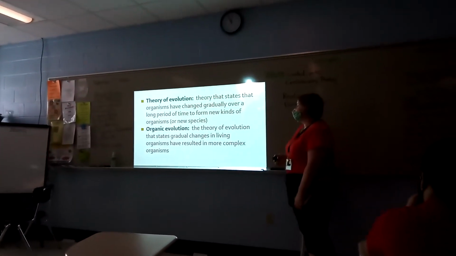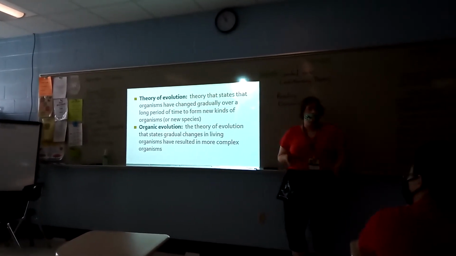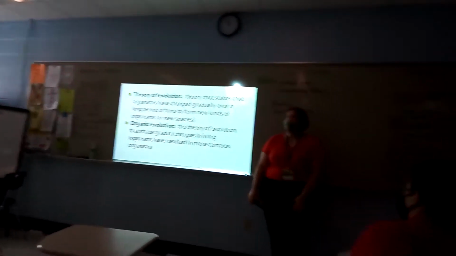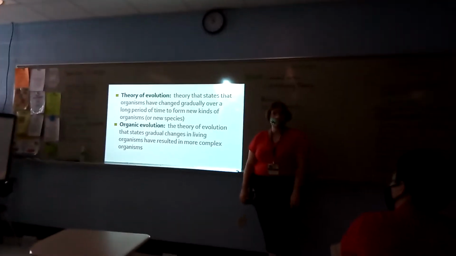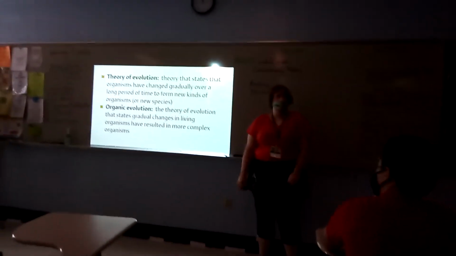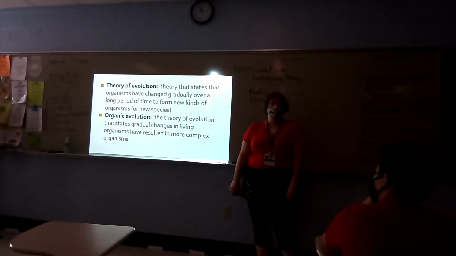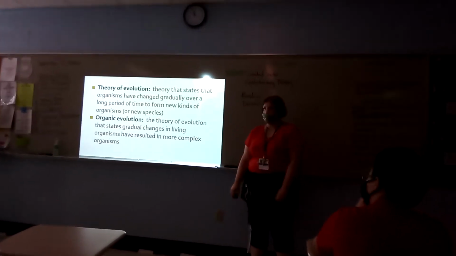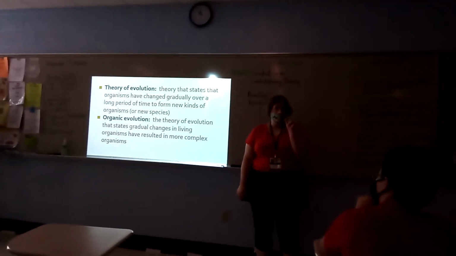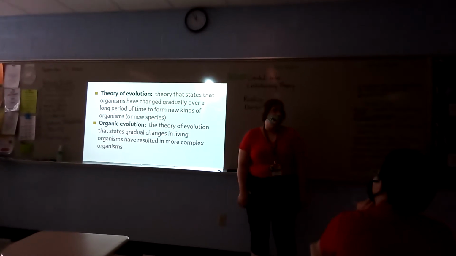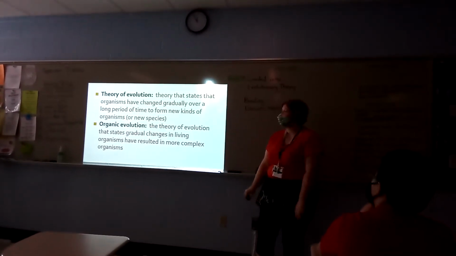Organic evolution says that things have changed from simple to more complex. Those very first organisms that he just mentioned were much simpler than they are today. That's why we didn't start with humans. Humans were not the first things on the earth. Little tiny microbes were the first things on the earth. So we've gone from simple to more complex over time.